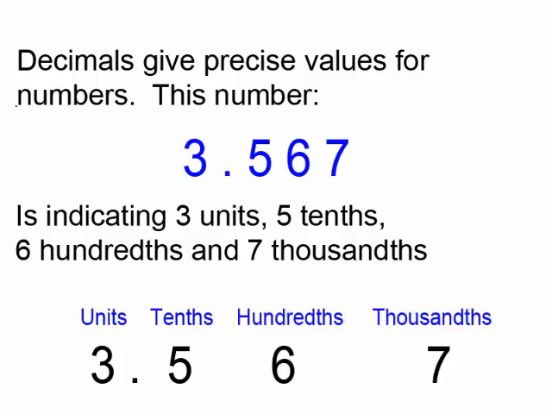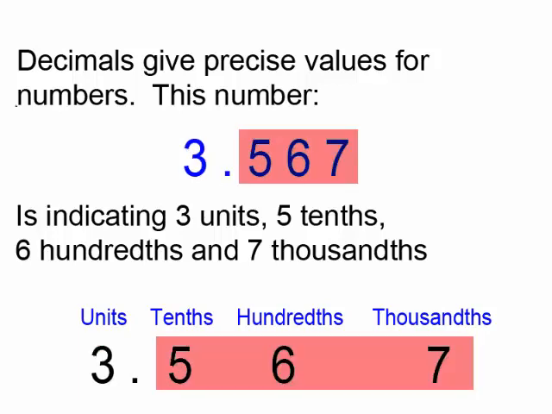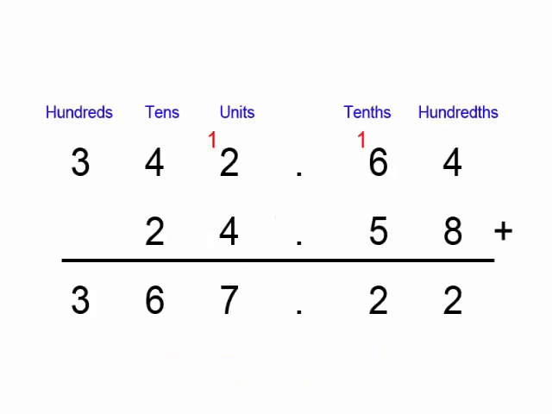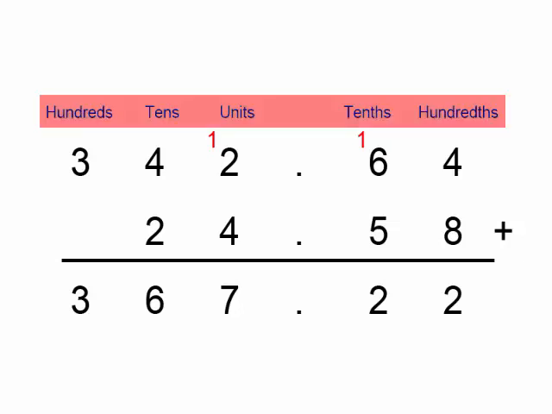So just to recap, when we see a decimal number, the numbers to the left of the decimal point are whole numbers, and the numbers to the right of the decimal point are parts of whole numbers. When adding decimal numbers, they are treated in pretty much the same way as adding whole numbers. You must make sure each value is in the correct column.